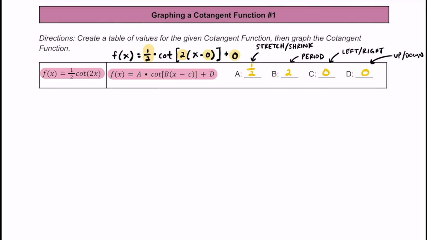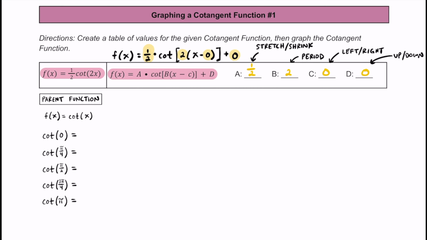Now that we know a, b, c, and d, let's see what the parent function would look like. The parent function would be f of x is equal to cotangent of x. And so if we find cotangent of 0 radians, pi over 4 radians, pi over 2, 3 pi over 4, and pi, which are all located on the unit circle, you want to remember that tangent of theta is always equal to the ratio of y over x. So cotangent, being the reciprocal function, is going to be the ratio of each of these x's divided by the y coordinates at each of these radian measures.